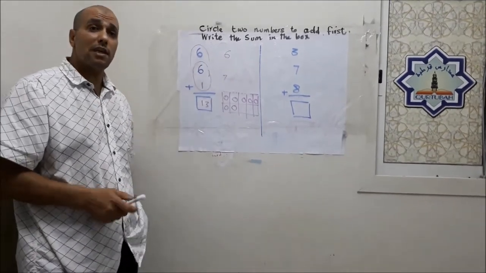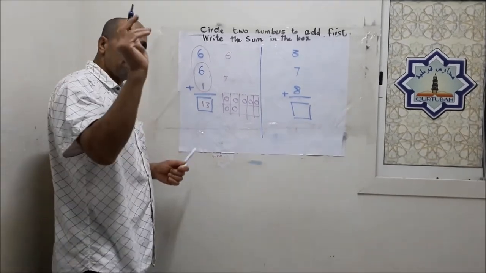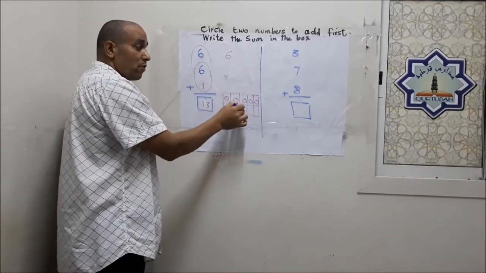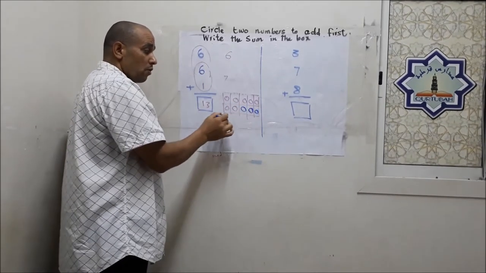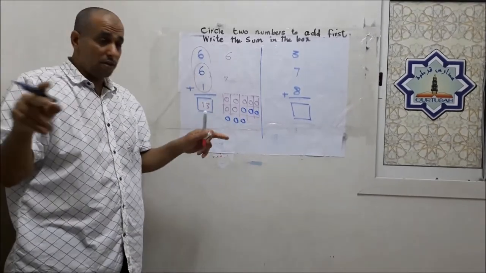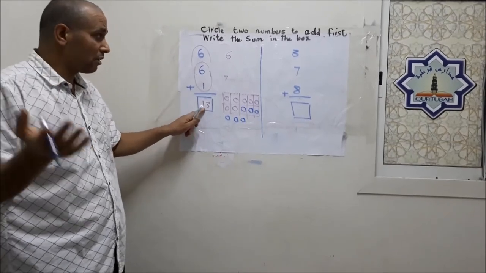But in this case, you need to add the 6 counters using a different color, for example, the blue one. So, I need to add 6 more here. 1, 2, 3, 4, 5, 6. I want you to put the total here. So, I said there are 13, so let's double check that there are 13 or not.